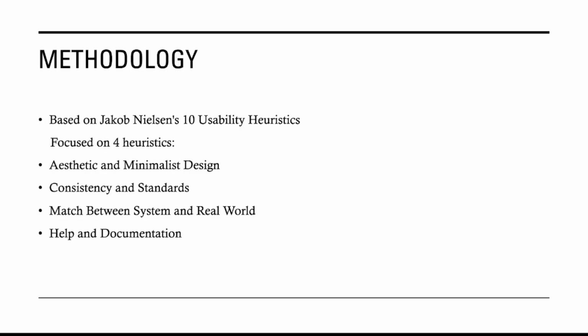Our evaluation was based on Jakob's 10 usability heuristics, but we focused on 4 key ones. 1. Aesthetic and minimalist design, to assess how clean and focused the interface is. 2. Consistency and standards, to check if Craigslist follows familiar patterns and conventions. Number 3. Match between system and the real world, to see if the language and flow make sense to everyday users. And 4. Help and documentation, to evaluate how easily users can find support when needed. These heuristics help us identify clear weaknesses and guided our improvement recommendations.